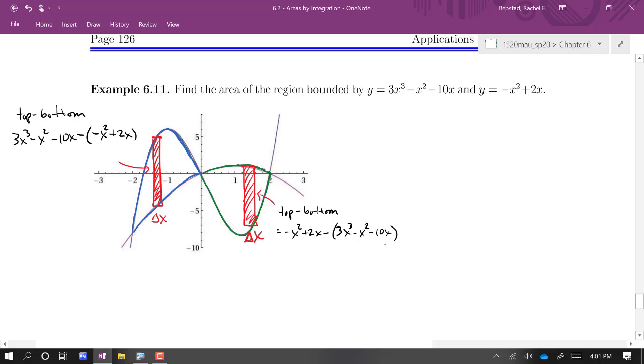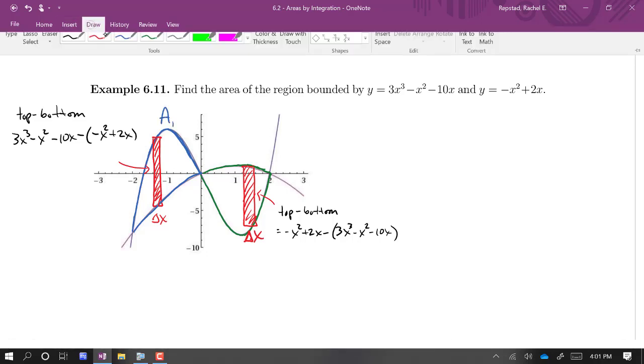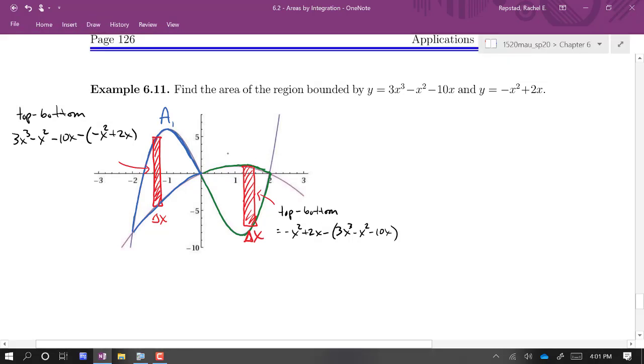So what we're going to do to finish this problem is we're just going to approach these as two different regions, and then we're going to add them together. So I'll call the one on the left A1. The one on the right, I'll call this A2.